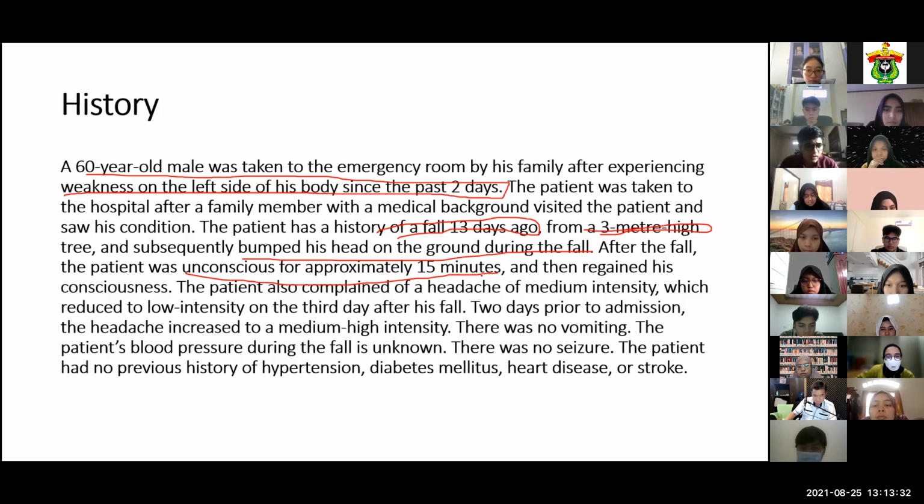The headache increased again to medium high intensity. Okay, so we can see that there is a fluctuation in the neurological symptoms, as you can see from the headache, for example. He had a headache right after the trauma, which may have been caused by the direct effect, but then it fluctuated into a lower intensity and then into a much higher intensity. So that's something that you all should note before we move on to the physical.